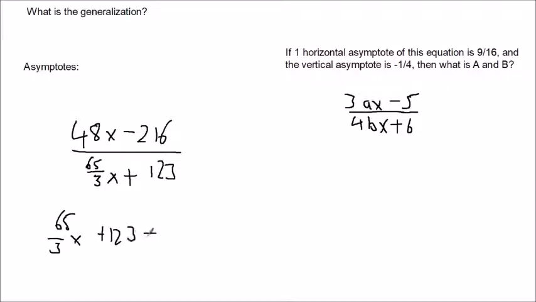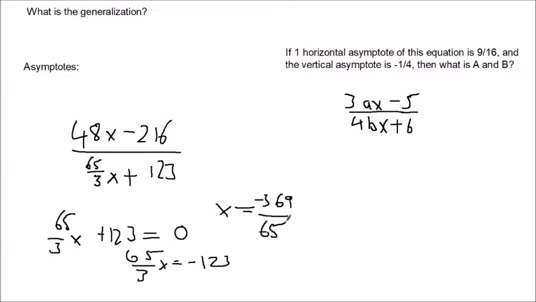65 over 3x plus 123 equals 0. So now we have 65 over 3x is equal to negative 123, multiplied by 3, negative 369. So then we have x is equal to negative 369 over 65. And that is our vertical asymptote.